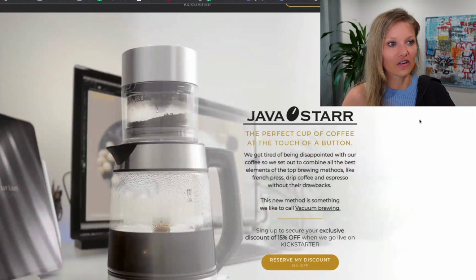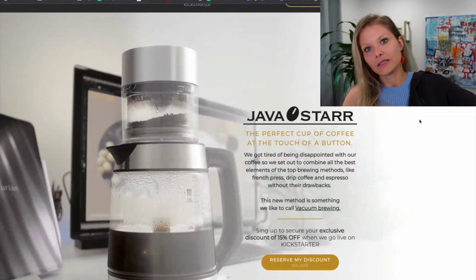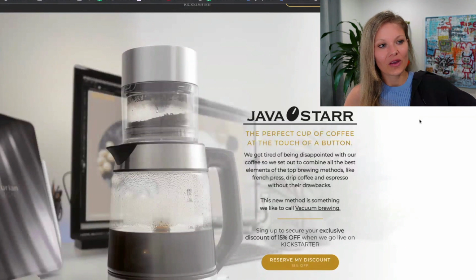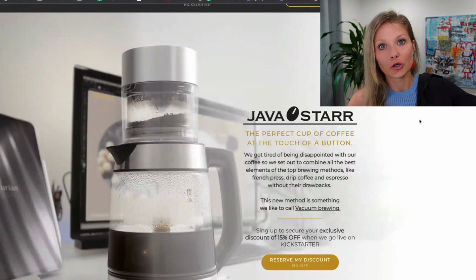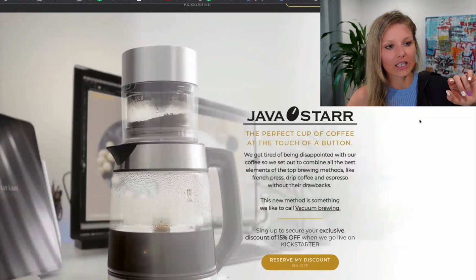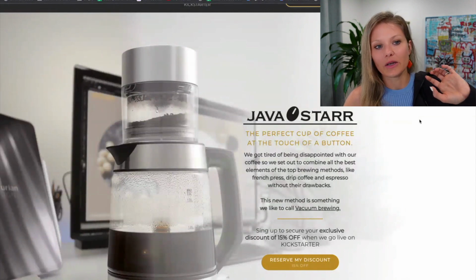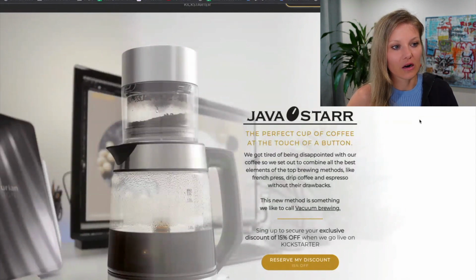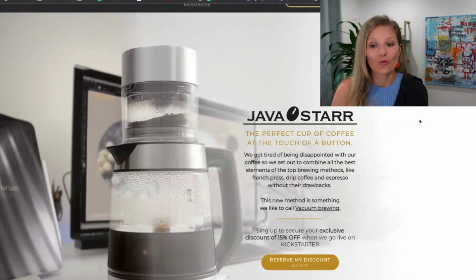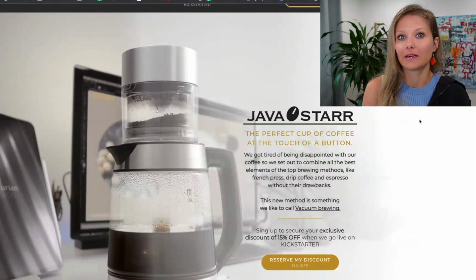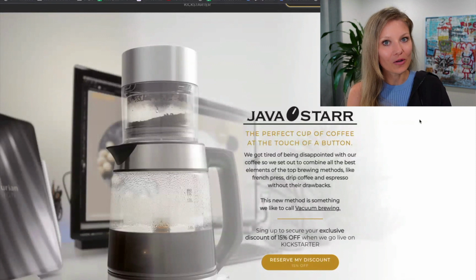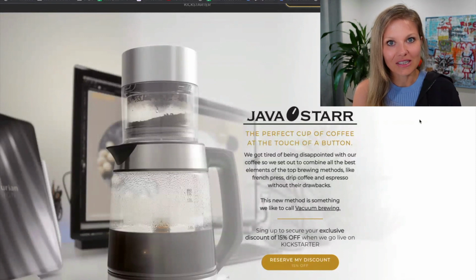So here's what the funnel looks like. The product is JavaStar. It's a coffee maker. In the header above the fold, we are positioning the product with what it is, who it's for, and what's the action we want them to take. The next step is "Reserve my discount of 15% off." So on the landing page, we're asking people to opt in to join our waitlist, to learn more about the product, get the 15% discount, and get notified when we're live.